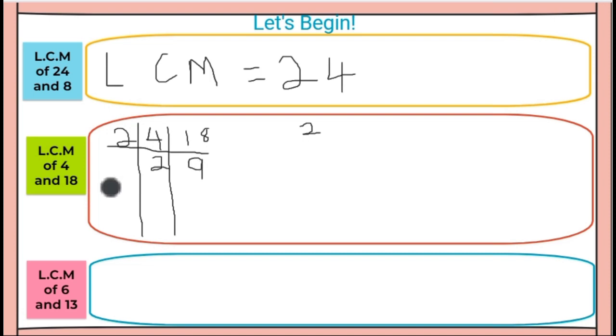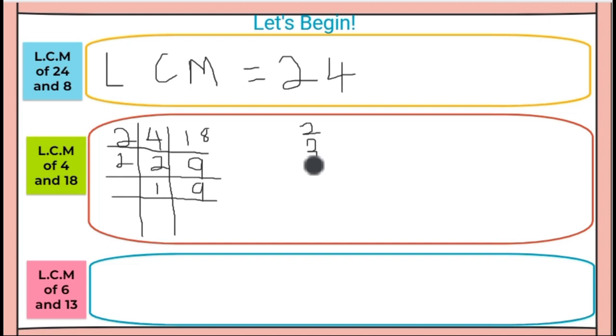So before we move on to the next prime number, we ask ourselves again, can 2 still divide either of the numbers? Yes, 2 can divide 2. So we have our 2 here. 2 divided by 2, we have 1. 9 divided by 2, 2 cannot divide 9, so we have our 9 here. So before we move to the next prime number, we ask ourselves, can 2 divide either of the numbers? No. We move to the next prime number, which is 3.